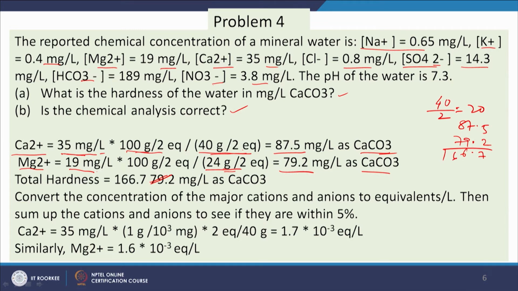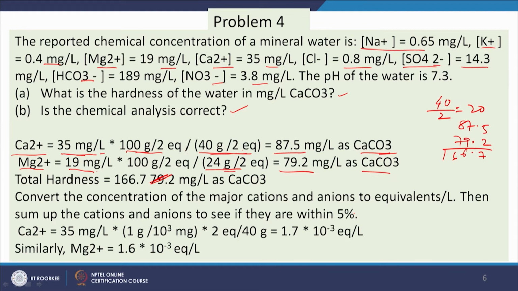Okay. So, convert the concentration of the major cations and anions to equivalents per liter, then sum the cations and anions to see if they are within 5%. That means we are going to calculate the error in the ion balance. So, we calculate the sum of cations in milliequivalents, then we get the difference, then the ratio of difference by sum, into 100. So, that will be the error.